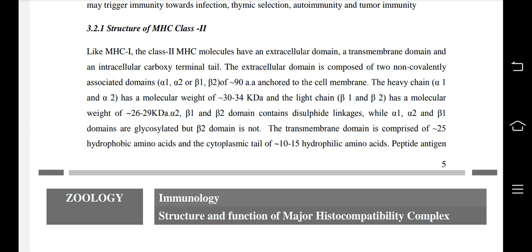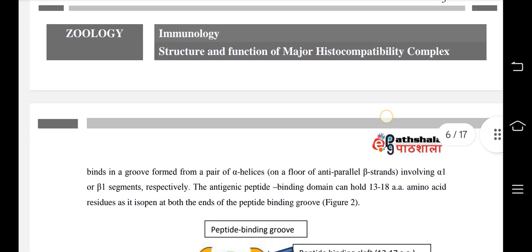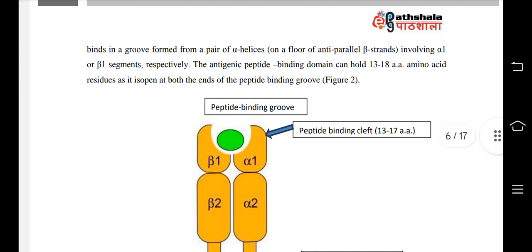Alpha 2, beta 1, and beta 2 domains contain disulfide linkages, while alpha 1, alpha 2, and beta 1 domains are glycosylated, but the beta 2 domain is not. The transmembrane domain is comprised of 25 hydrophobic amino acids and the cytoplasmic tail of 10 to 15 hydrophilic amino acids. Peptide antigen binds in a groove formed from a pair of alpha helices on a floor of antiparallel beta strands involving alpha 1 and beta 1 segments respectively.